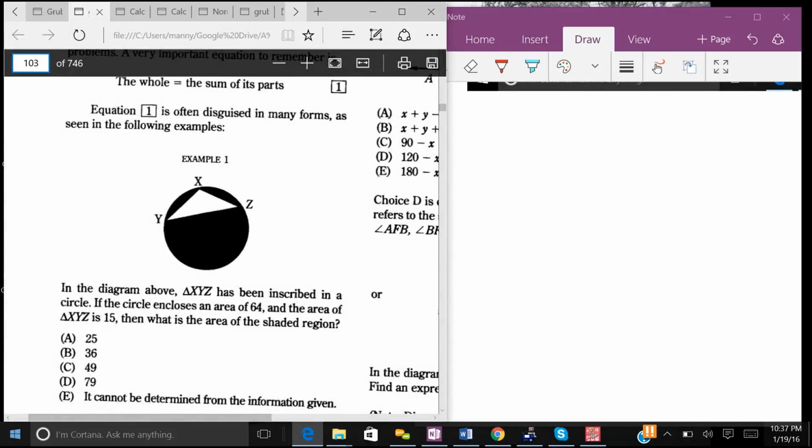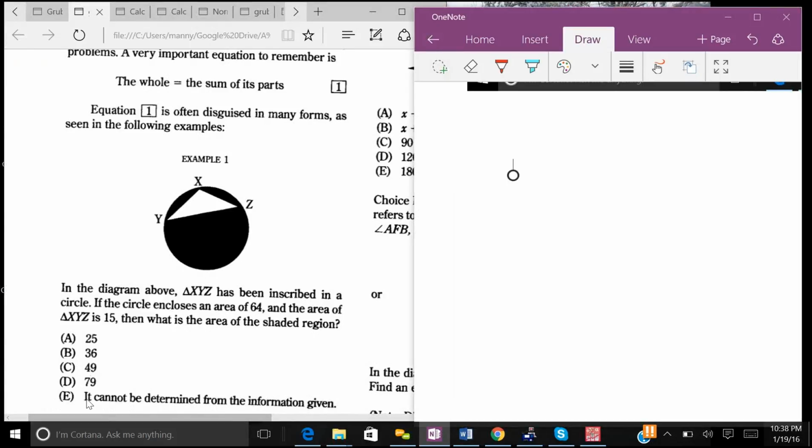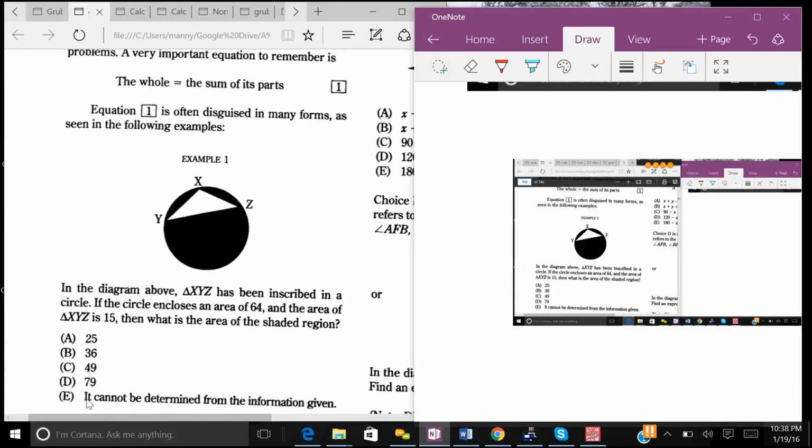Do you know how to do this? Example 1? No, not at all. Okay. It's not as bad as you're thinking. It's really easy. So read carefully.